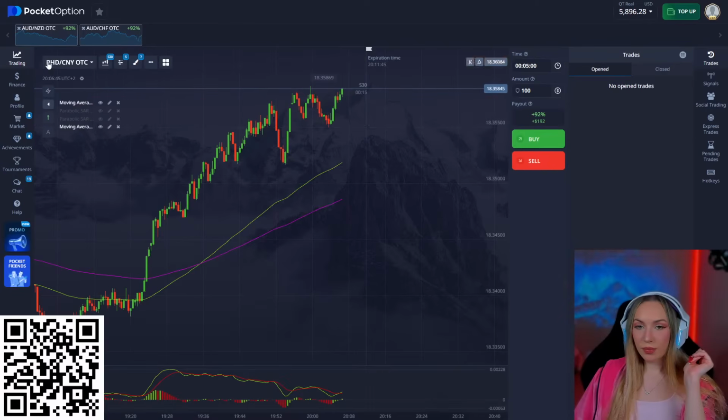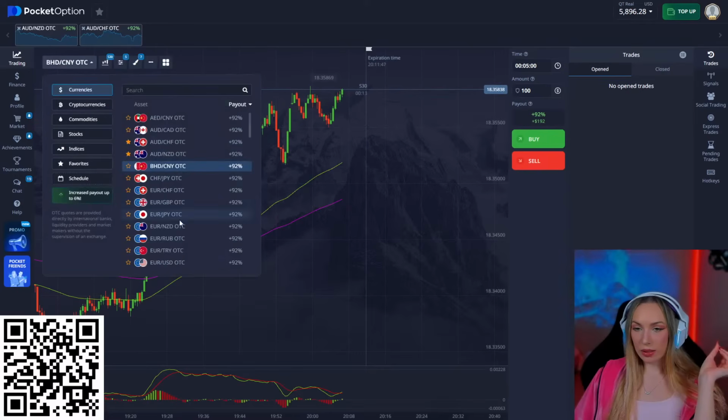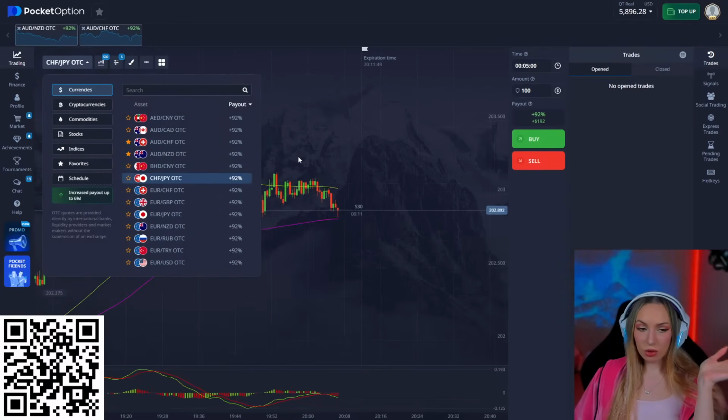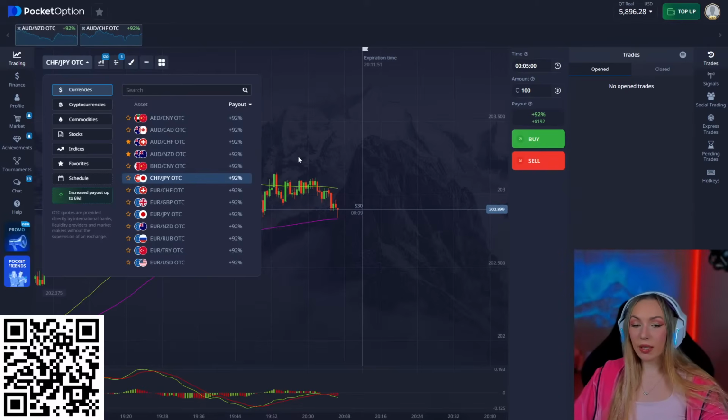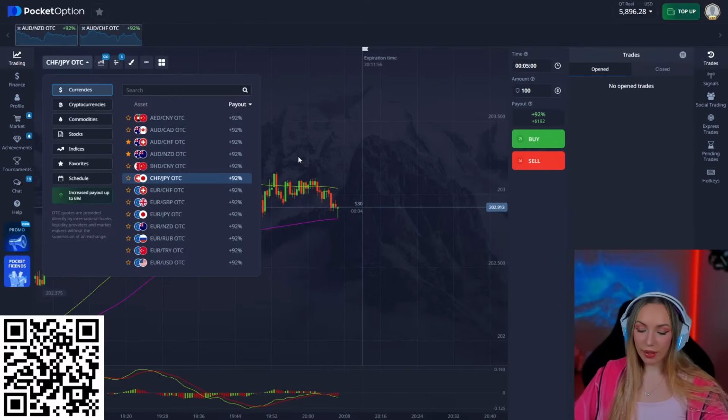Let's move on. I don't see anything interesting here. So just like that, we are checking every chart step by step, trying to find these signals.